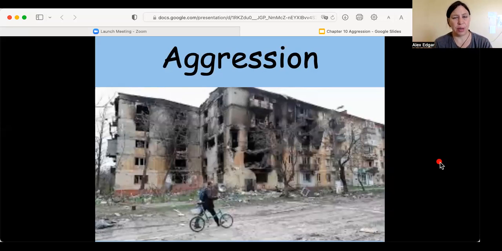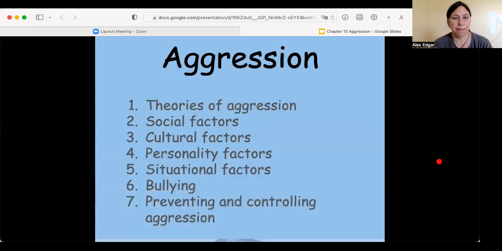This is a fun chapter, but I hope we can get through it fast. Okay, so we're going to look at theories, different factors leading to aggression, bullying in particular, how to prevent and control aggression, and then some information that's specific to South Africa.